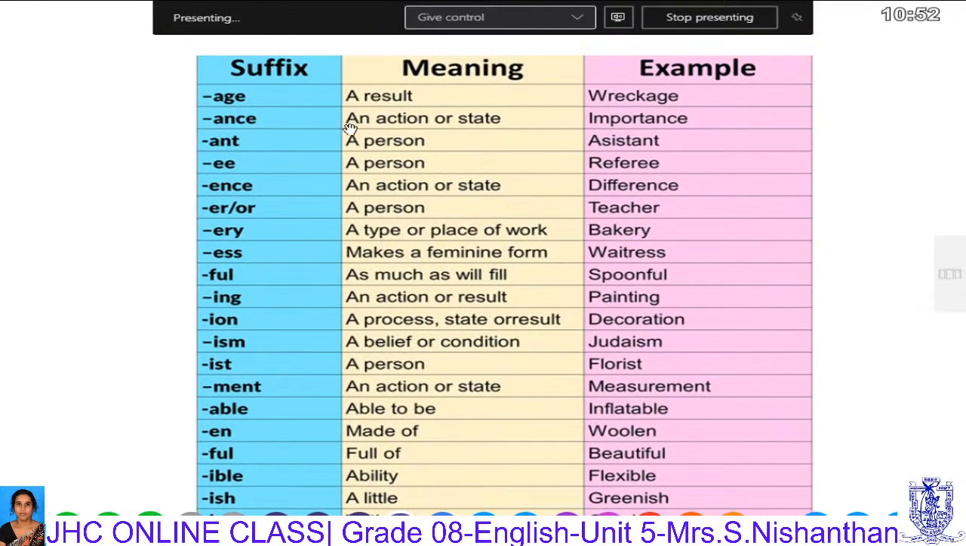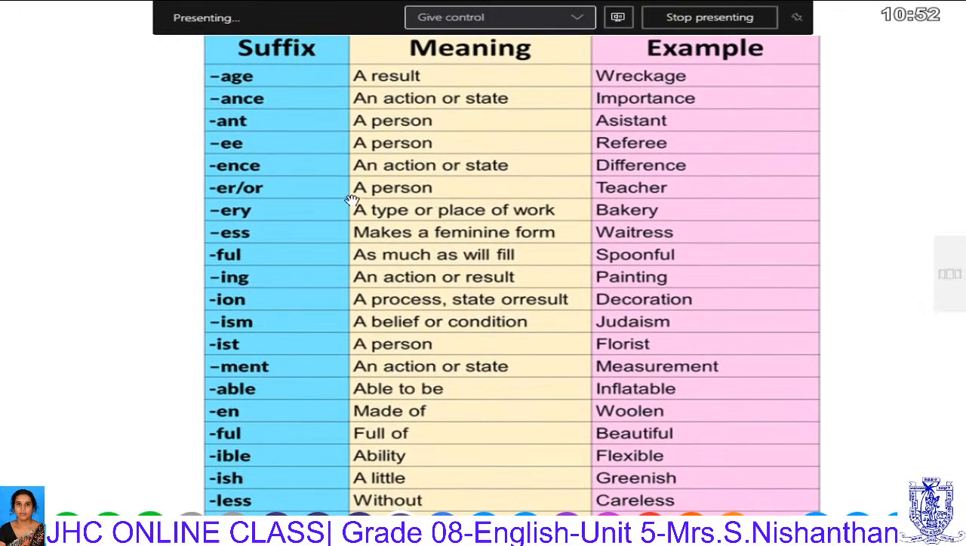This is also the same thing. When the word ends with age, that means a result, wreckage. ANCE, importance. ANT denotes a person, assistant. Also, EE, referee or trainee, something else. ENCE, an action or state, difference. OR denotes a person, teacher, doctor, something else. ERY, a type of place of work, bakery. ESS gives you the feminine form, waitress, actress, like that, manageress.